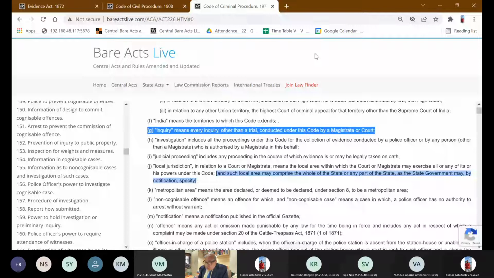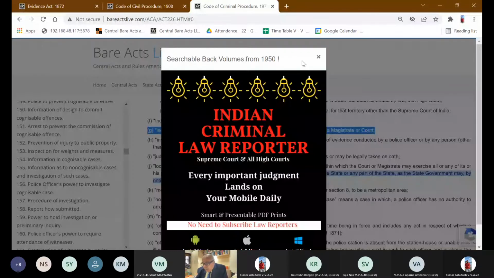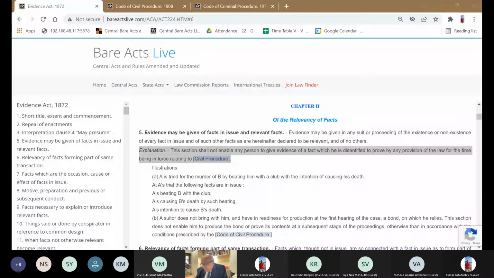Now, you please turn to the explanation to section 5. This section shall not enable any person to give evidence of a fact which he is disentitled to prove by any provisions of law for the time being in force relating to civil procedure. Can anybody give me one example?